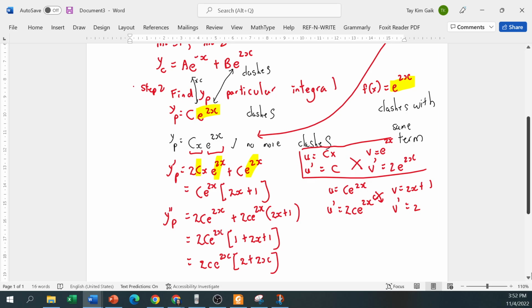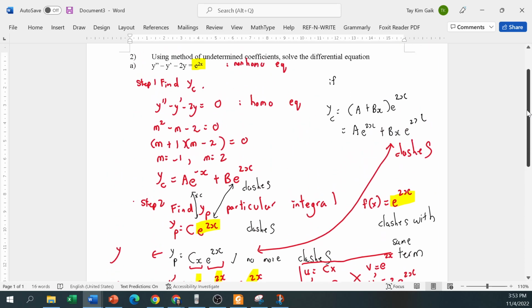So now you plug in y double prime p, y prime p, and y p into the equation: this one plugs into y double prime, this one plugs into y prime, yp plugs into y.